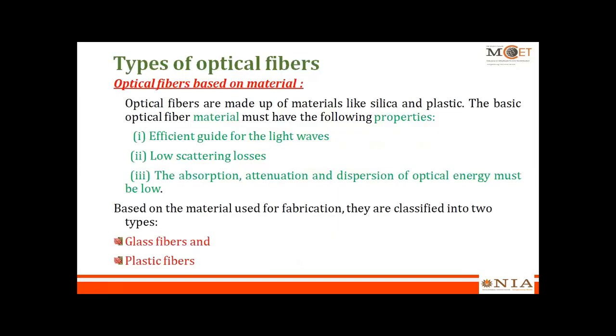Then we can have different types of optical fibers. Based on the nature of fiber fabrication, we can classify them as glass fiber and plastic fiber. For glass fiber, mostly they use silica. The fiber material should have the following properties to reduce the loss. It should be efficient at guiding light waves, it should have very low scattering loss, and the absorption, attenuation and dispersion should be less. These are the basic properties required of the fiber material in optical fiber communication. So there are two types: glass fiber and plastic fiber.